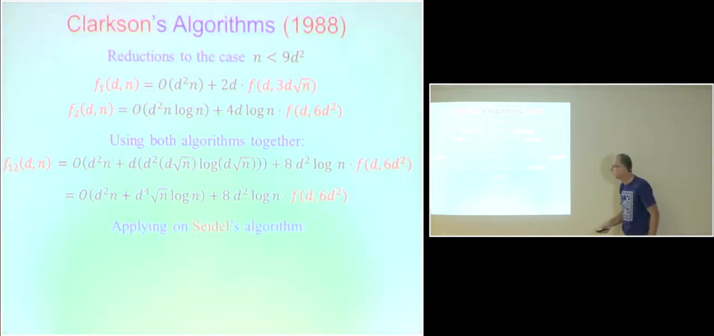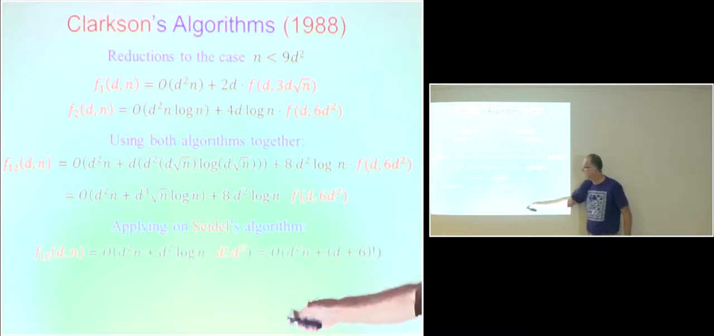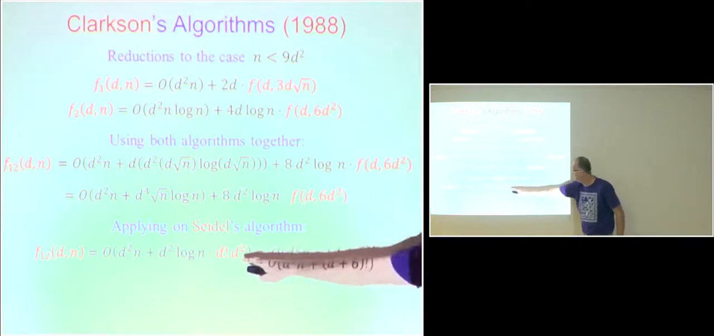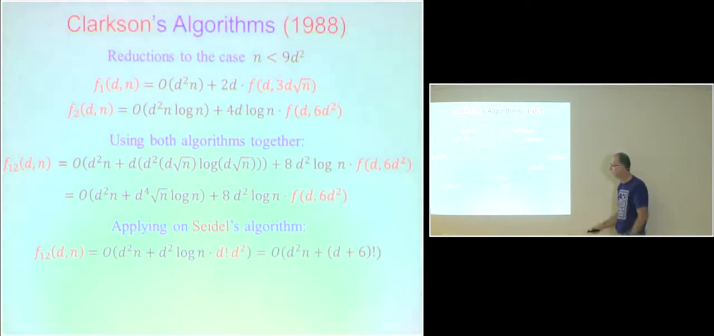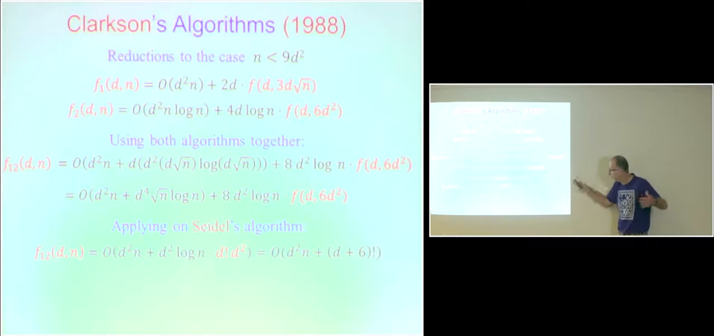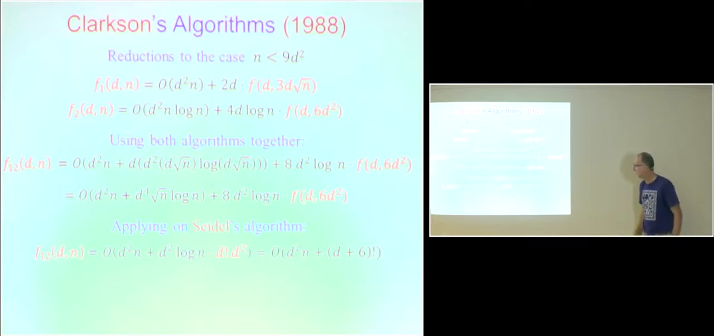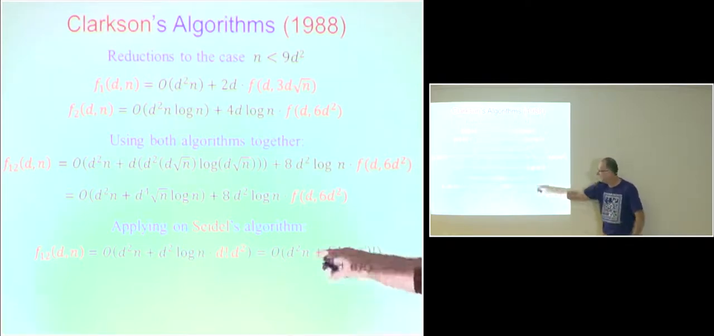Now, what happens if we apply these reductions to Seidel's algorithm? Then we get the following bound. If we just plug d factorial n into f, we get this, and after a simple simplification, we get essentially the following: d squared n plus d factorial, not quite d plus 6 factorial. Now this is great. We've separated, we got an additive result. The dependence on our parameter is only of the form d factorial, and it's not multiplied by anything related to n.